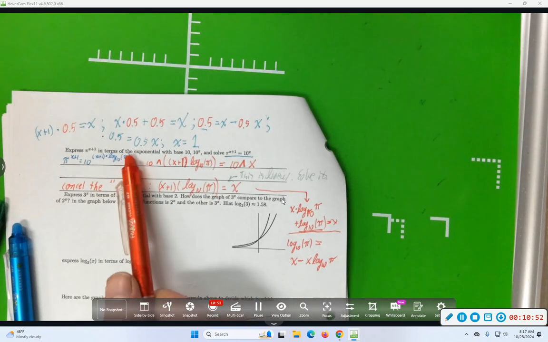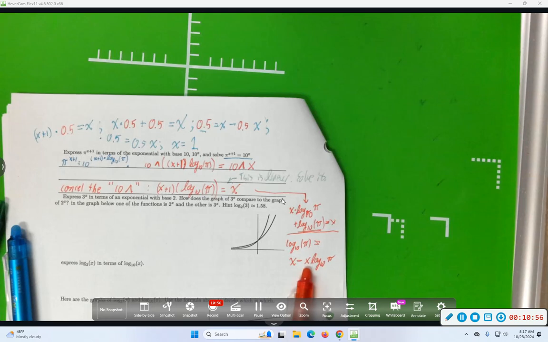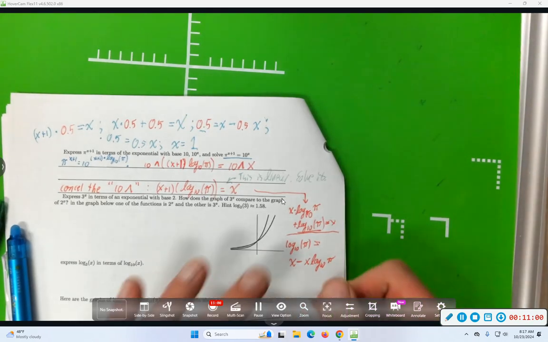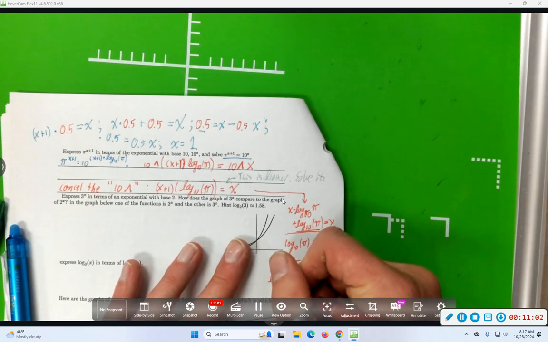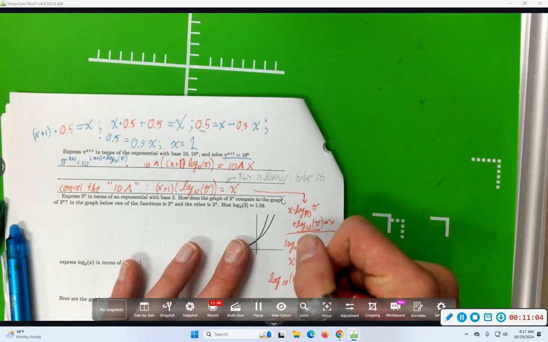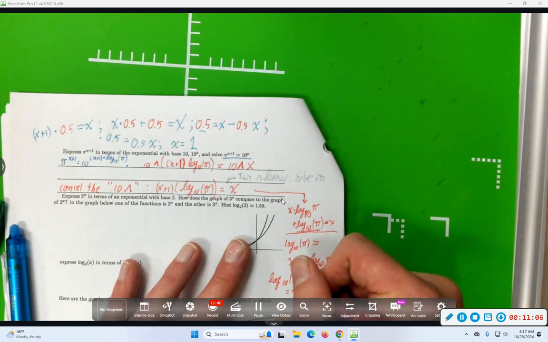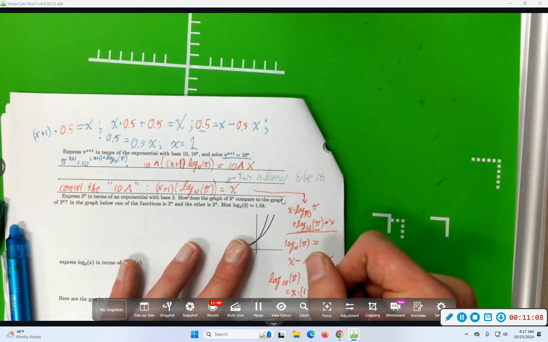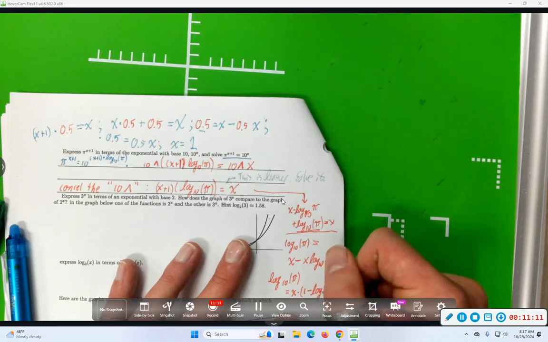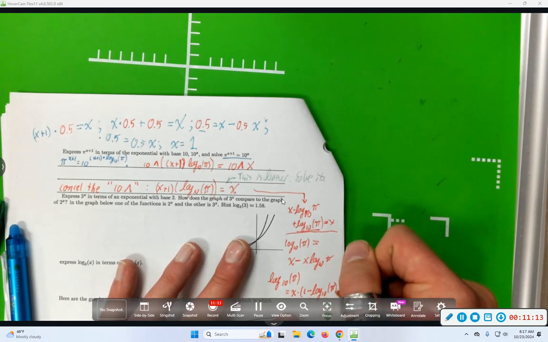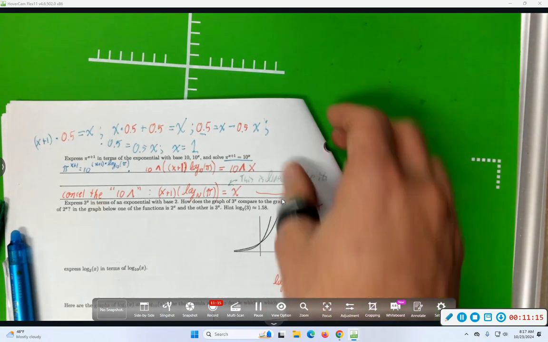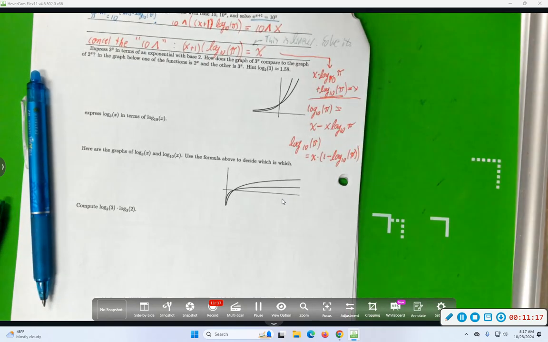To go from here to there, we combine those two terms with x's together. We can still do that here, right? We could factor an x out. Log 10 of pi equals x times 1 minus log 10 of pi. All right, by factoring out the x.